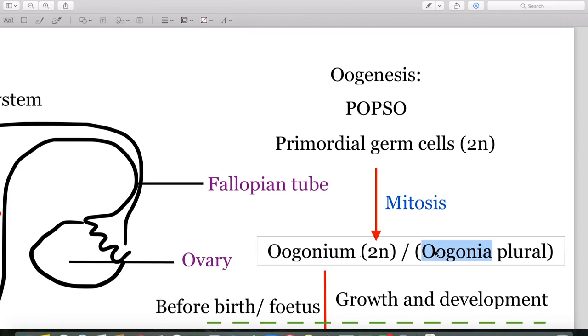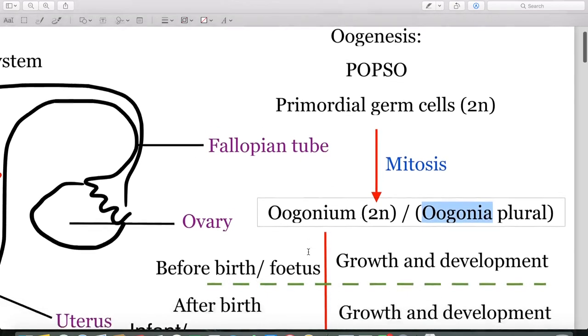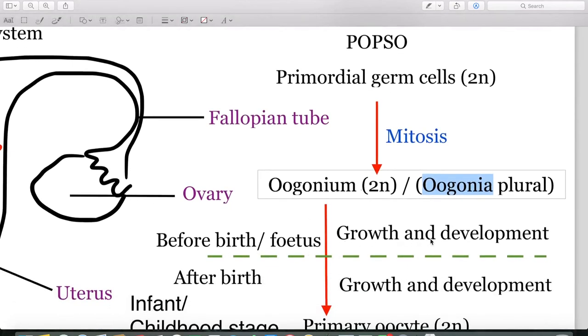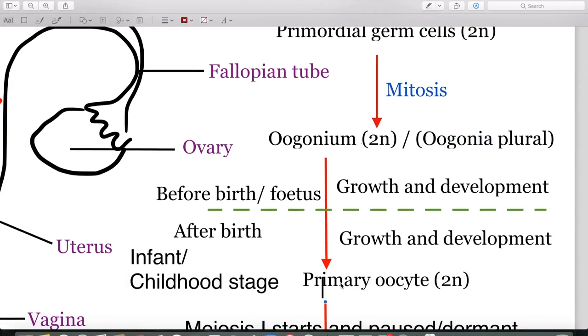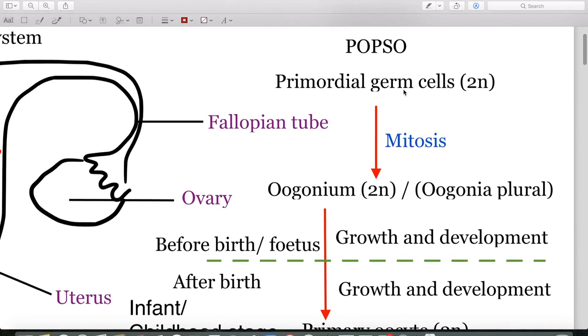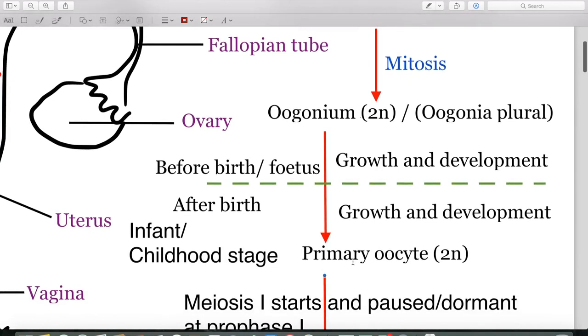They will produce many oogonia, and each oogonium will go through a growth and development process. Before and even after birth, they go through growth and development to produce the primary oocyte. Now listen carefully. Primordial germ cells go through mitosis to produce many oogonia. Each oogonium goes through growth and development to produce a primary oocyte.